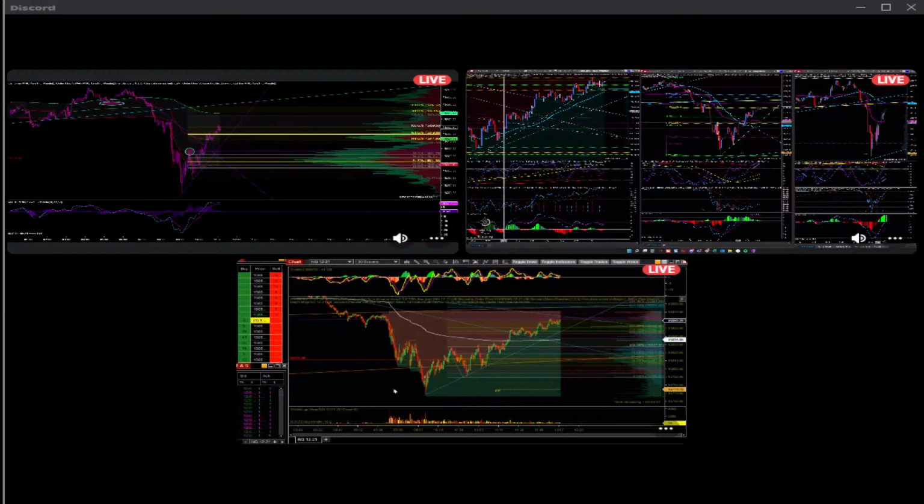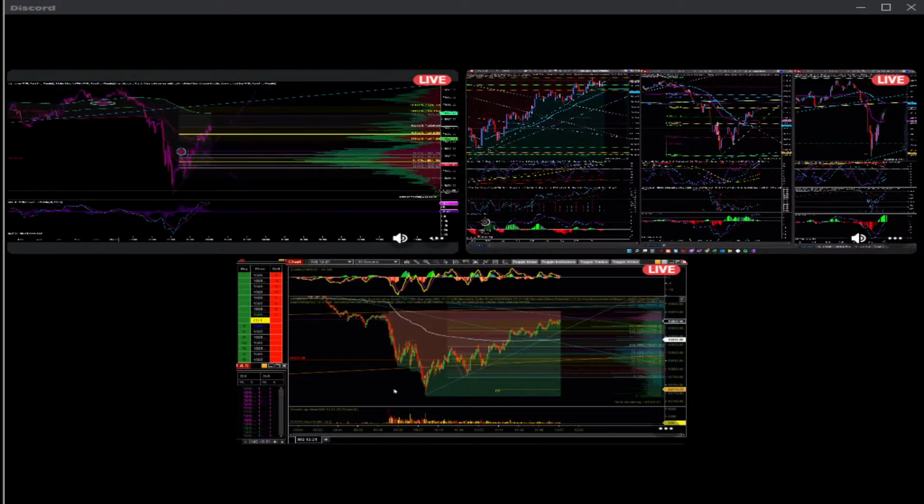So where are we going here, guys? We're at 188, double top. We are back on that purple trend line that I told you guys about today. Remember earlier today, the purple line is right there.